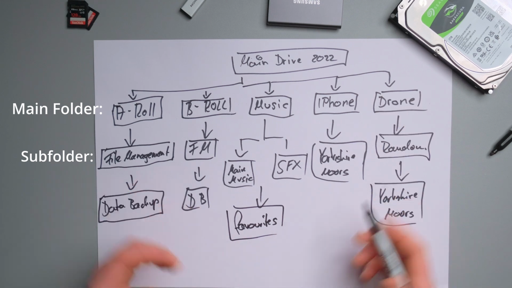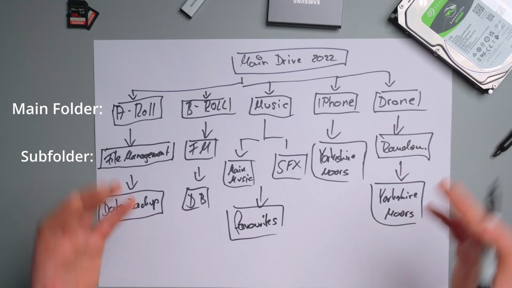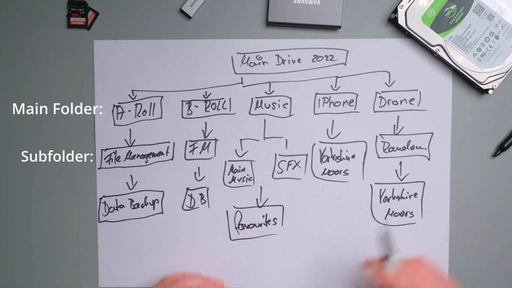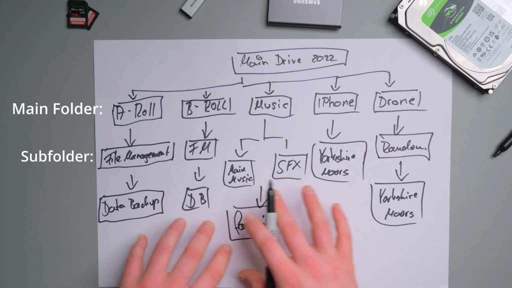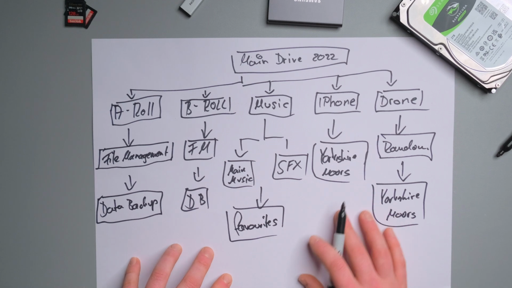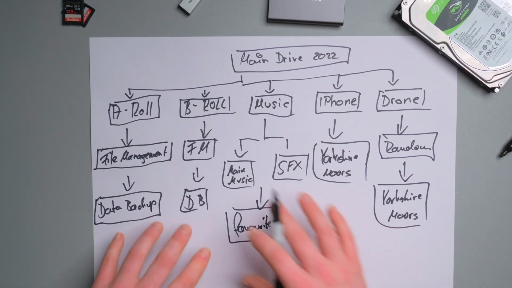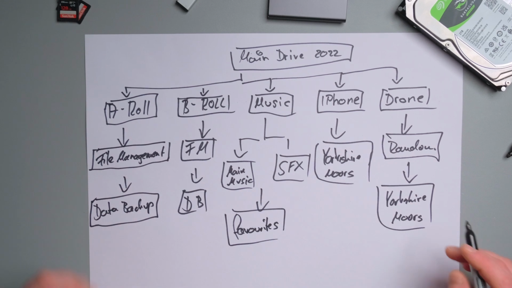Phone footage, exactly the same. Drone footage, you can break it down into one big folder, or make subfolders specifically where you shot your video. But this is a very simple file management, which works for me, and is very easy to handle as well. And every single backup drive is structured exactly like this too.